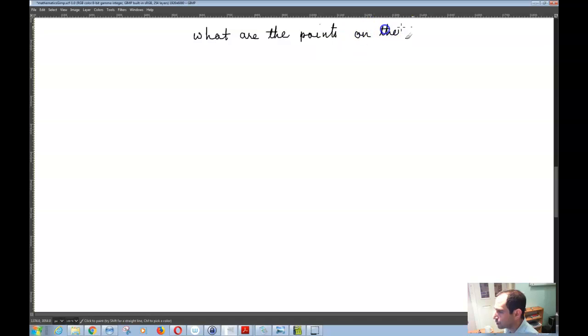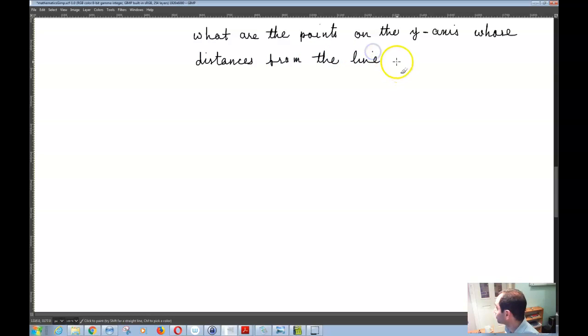So the next question that we have is, what are the points on the y-axis whose distance from the line x divided by 3 plus y divided by 4 is equal to 1 is 4 units?